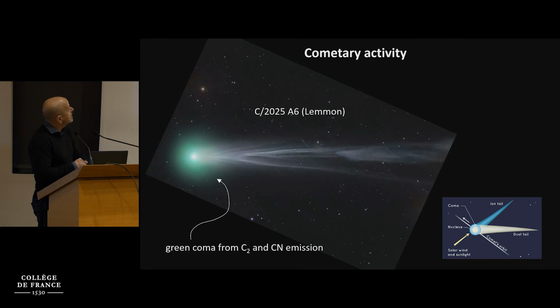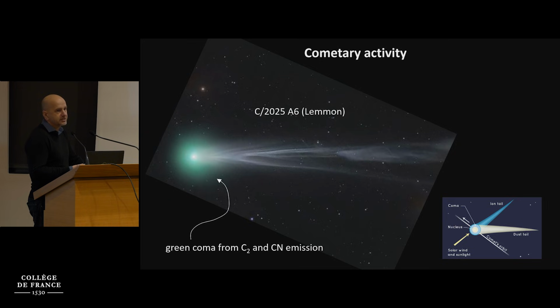These structures are very large. The coma can be tens to hundreds of thousands of kilometers across, and the tail can easily be hundreds of thousands of kilometers to millions of kilometers long. So these are very large structures compared to the comet nucleus. And they are clearly visible because of the combined emission cross-section of the small dust particles and the molecules in the coma.